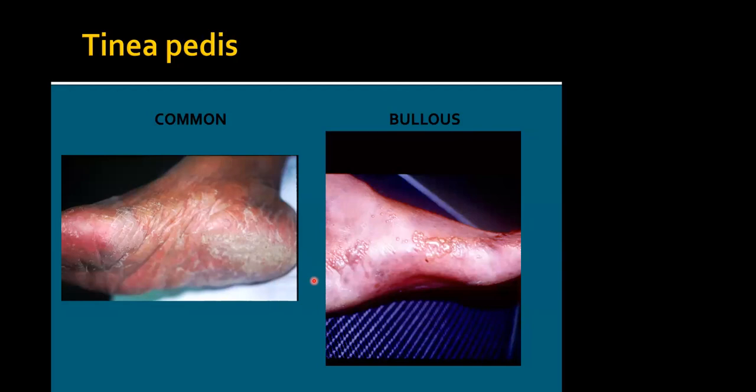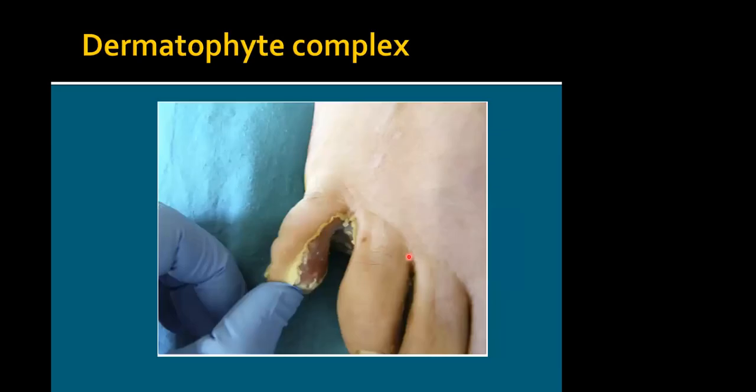We've got 2 main types. We've got the common type, which is called the moccasin type. Patients present with these scaly lesions, mainly involving the soles and the lateral aspect of the feet. And then we've got the bullous tinea, again same distribution, but small little bullous lesions, mainly involving the sides of the feet, right? And I want to draw your attention to a concept called dermatophyte complex.